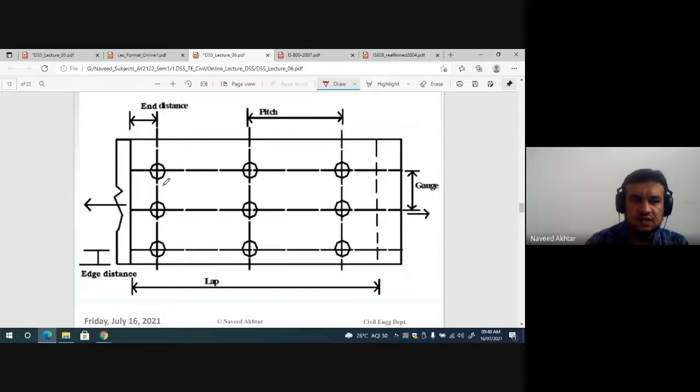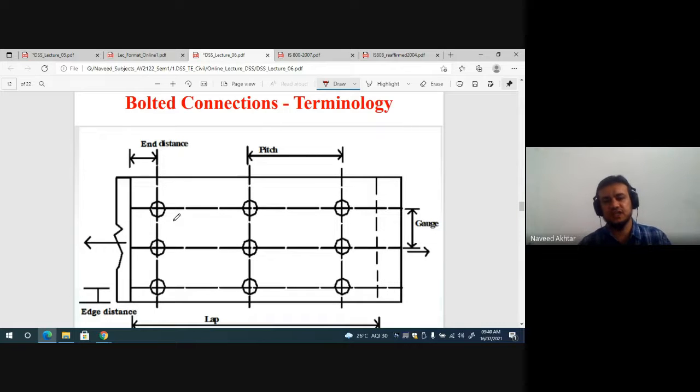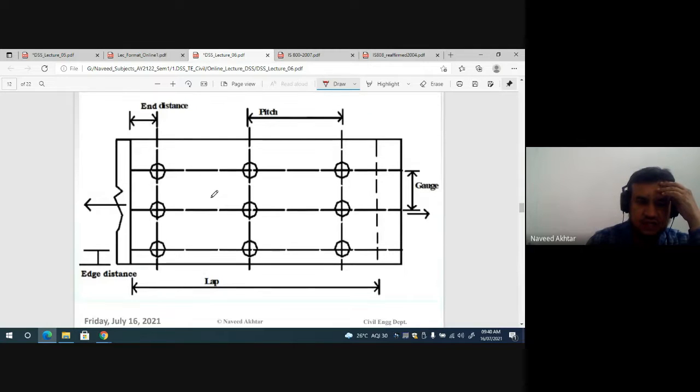Don't do that. Okay? So here are the different terminologies we are using for the bolted connection. You can see the number of bolts, this is the bolt. The figure is visible to you, I think. So please understand this terminology.